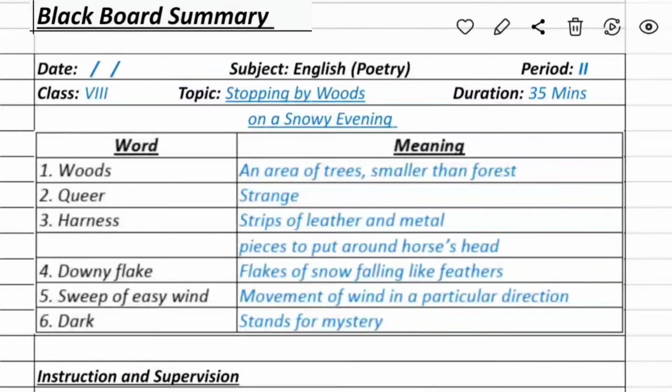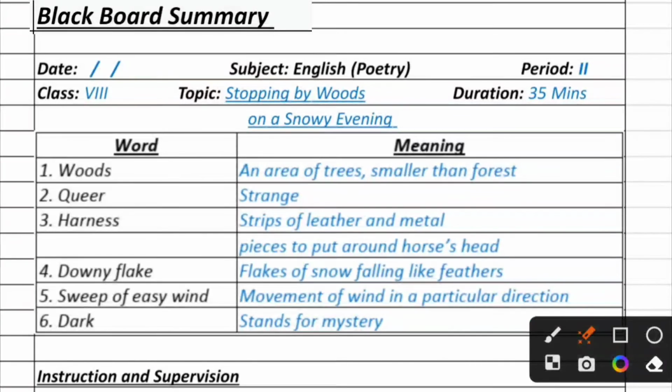So after this, the pupil teacher will ask the students to copy down the blackboard work. And what was written on the board? Words and their meanings, which the pupil teacher writes on the board while teaching. So here the next heading will be blackboard summary. The blackboard summary should be the same as your board would look like while you're teaching in the class.